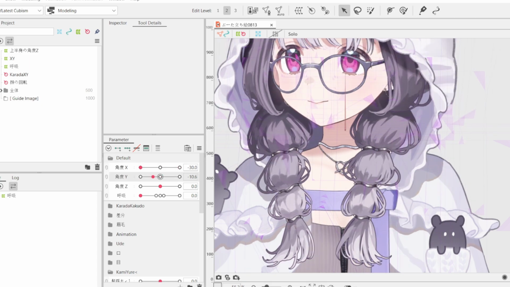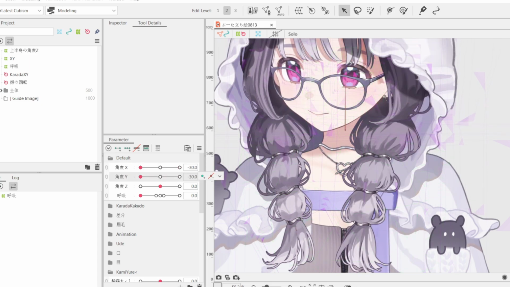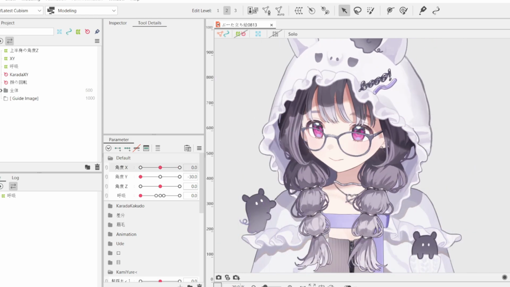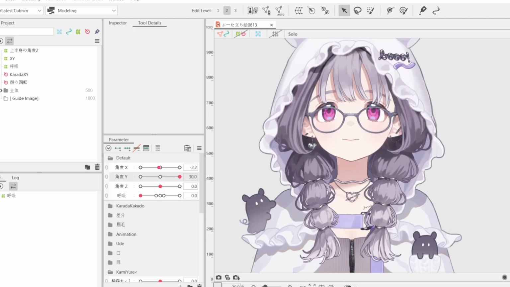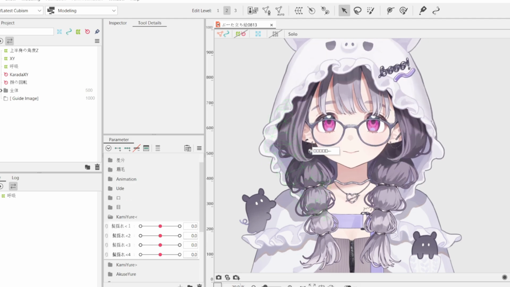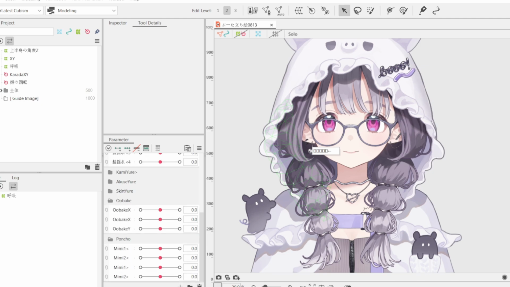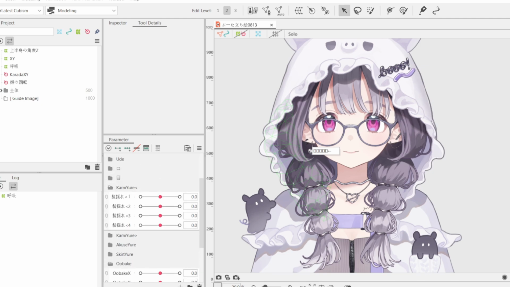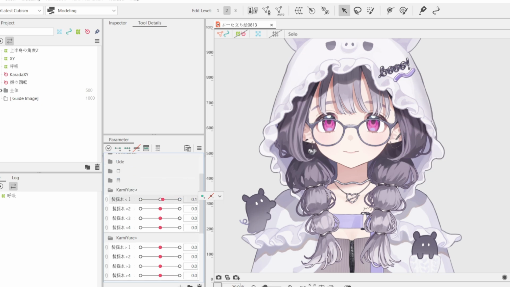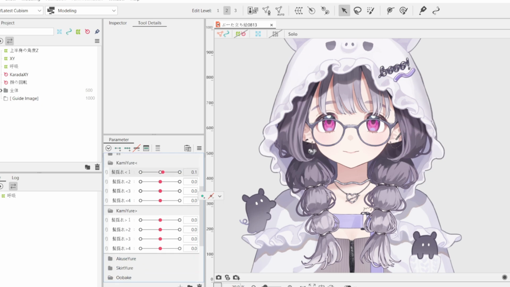Very nice. Let me just turn the deformer off so you can see it a bit better. Very nice, very cute. The first thing that I helped out with was the hair swaying, so I started with creating 4 new parameters for each of the left and right side, so that's 8 parameters in total. So this is the left side's 4 parameters and this is the right side's 4 parameters.